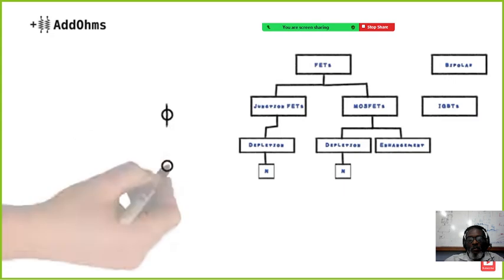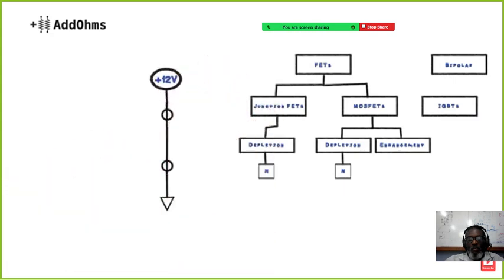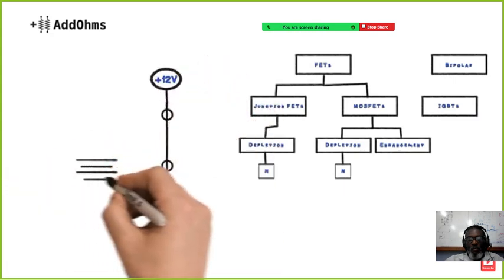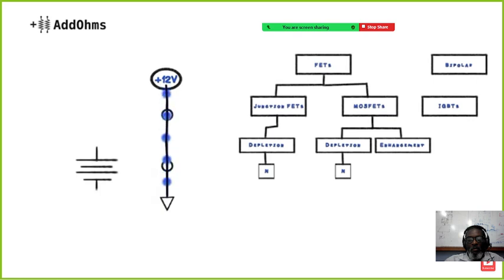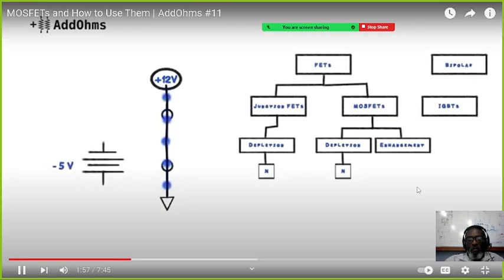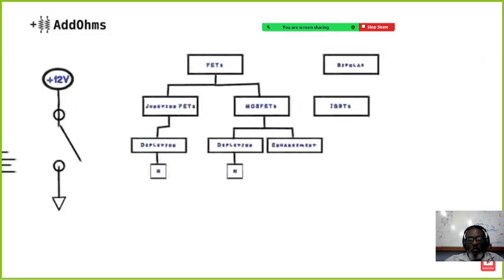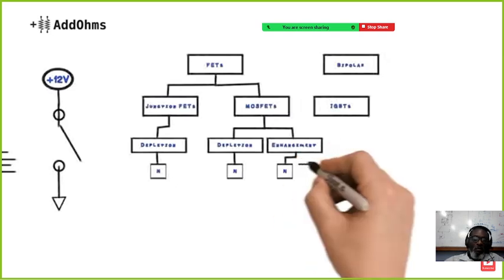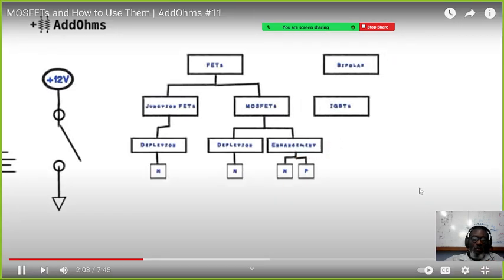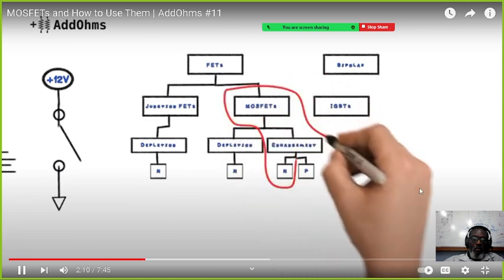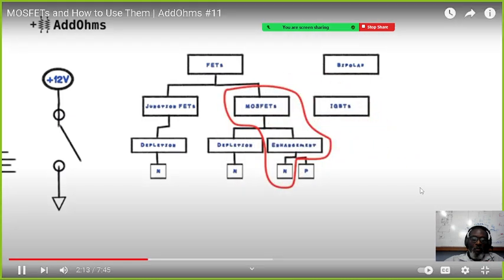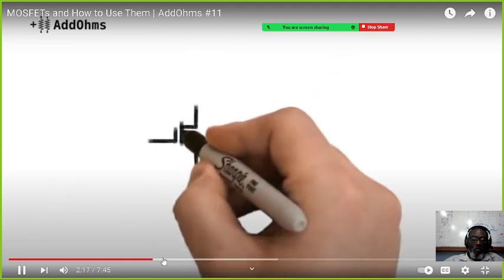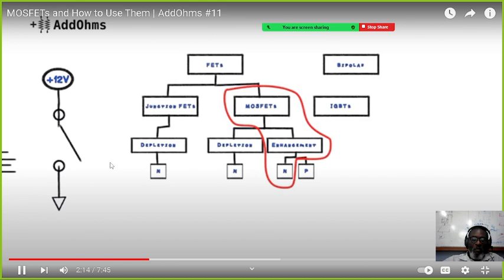A depletion mode MOSFET works like a normally closed switch. Current can flow when no voltage is applied. Applying a negative voltage actually causes the current flow to stop. An enhancement mode FET works like a variable resistor. They come in N-channel and P-channel types. Enhancement mode FETs are by far the most common transistor used today, so let's focus in on them. Here's the symbol for an N-channel.